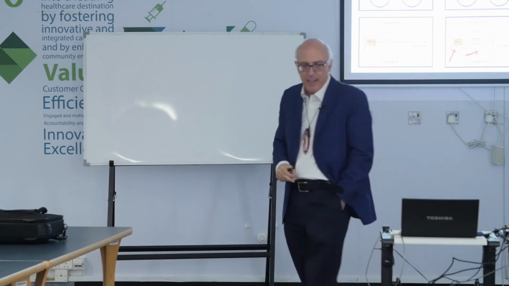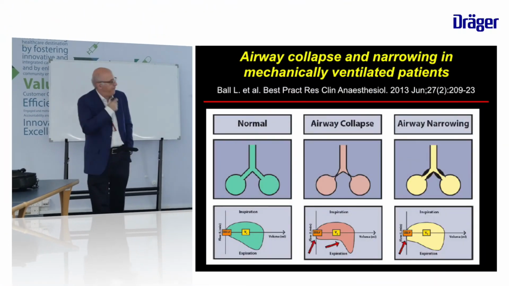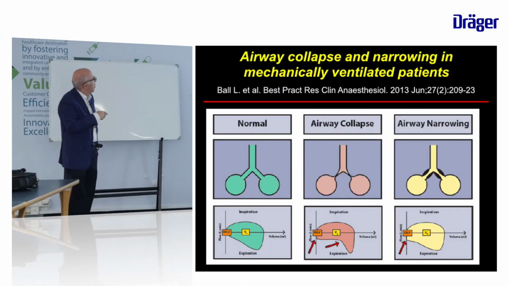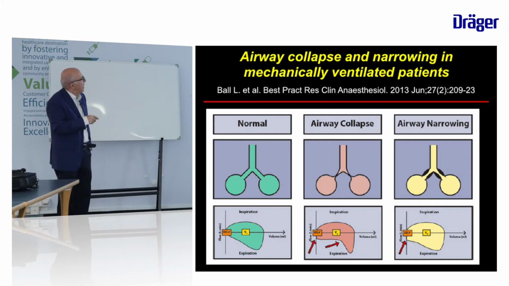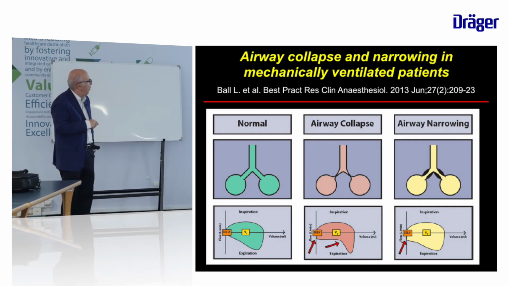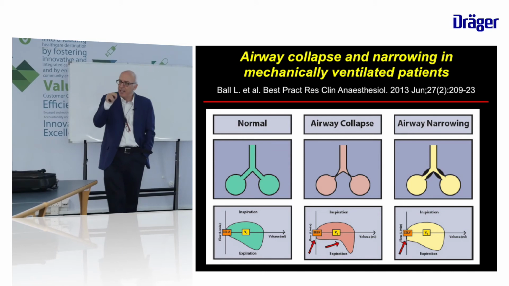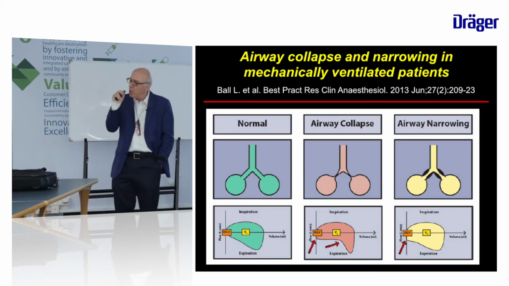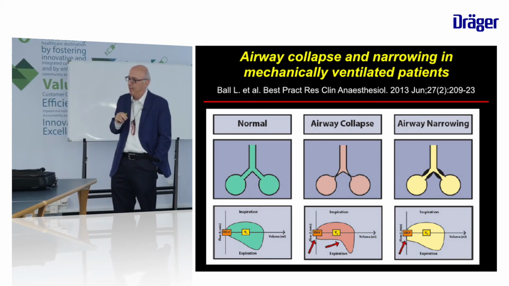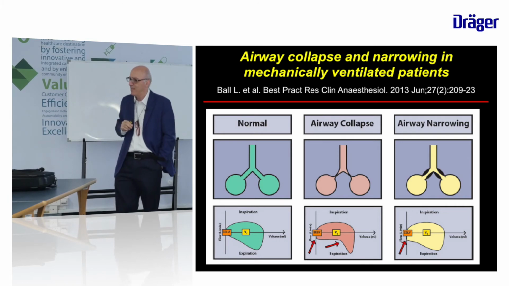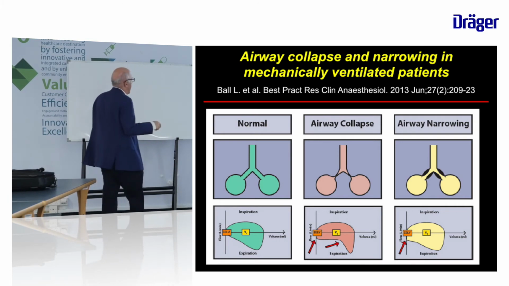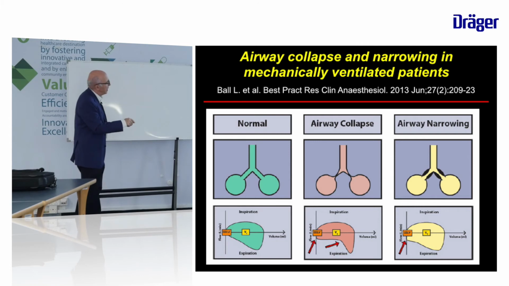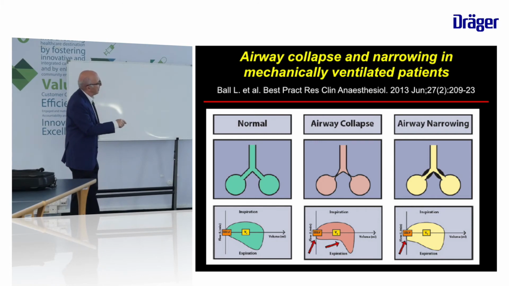And finally, the flow curves. This is normal, this is airway collapse, this is airway narrowing. And this is the inspiration and this is the expiration, the flow and volume curve. This is another flow pattern that we are not very used to look at, not only in anesthesia but also intensive care. In the normal condition, you see that more or less we have a constant expiration during volume.